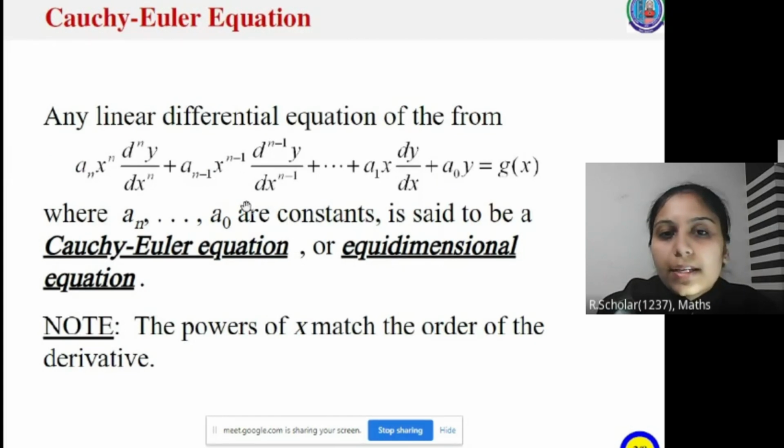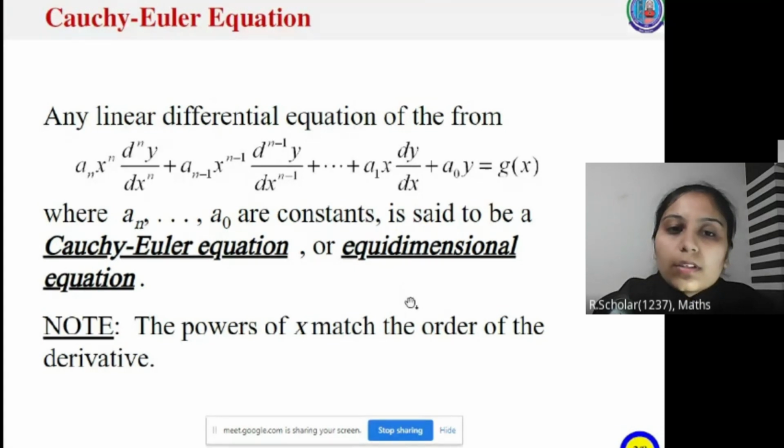And similarly in the second part, x^{n-1} power and the differential has order n minus 1, and going to the last, here x dy upon dx plus a_0 y. So here x power 0 and the differential also is of 0th order. So these kind of equation where the power of x matches the order of derivative, this kind of equation is known as Cauchy-Euler equation, or we can say equidimensional equation.